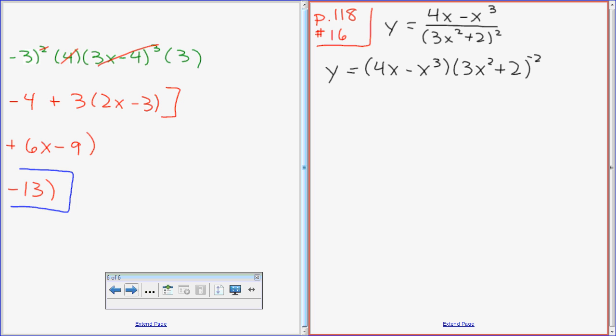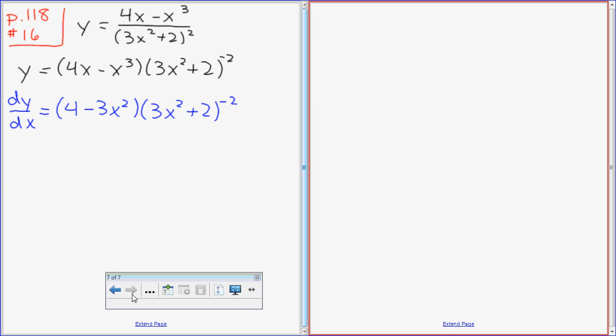Victoria, can you please take the derivative of 4x squared minus x cubed for me, please? And that turns into 3x squared plus 2 to the negative 2. All right. Okay, hopefully that first part's no big deal.